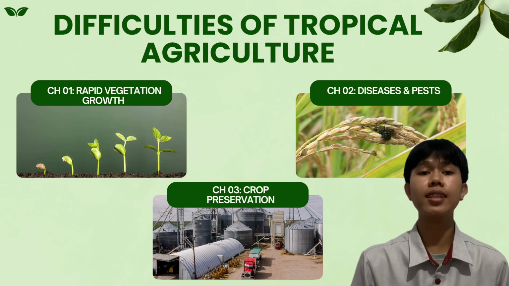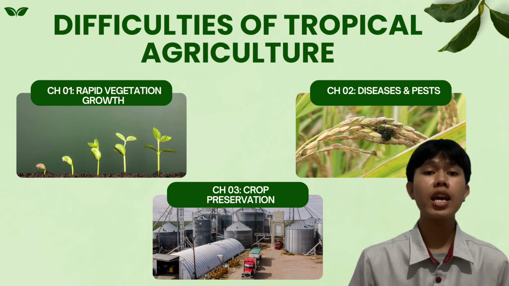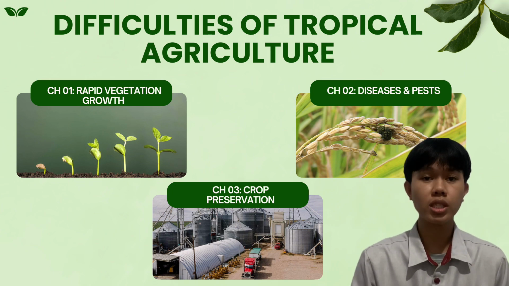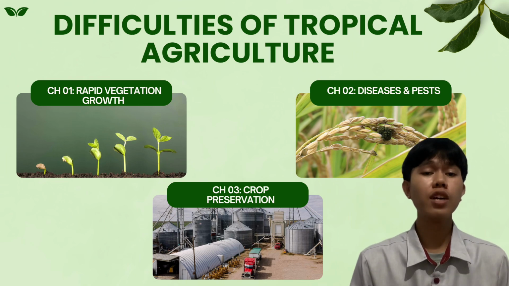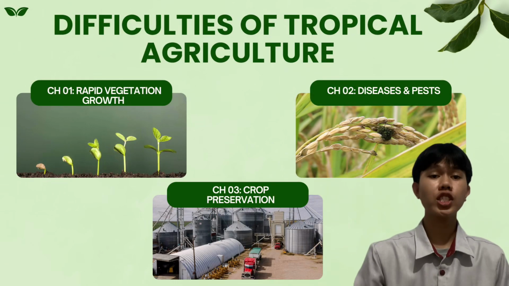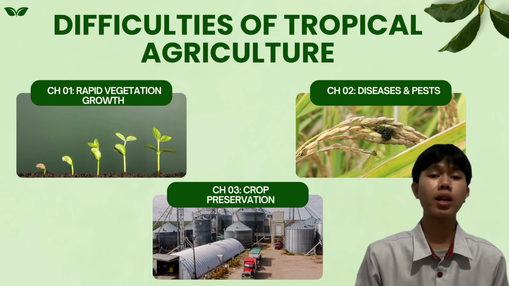As I said earlier, farmers face challenges, and now let's explore how tropical agriculture presents unique challenges that significantly affect farmers in hot, humid regions compared to those in temperate zones. These difficulties can be understood through several key points. The first challenge that farmers face in tropical areas is that plants grow very quickly.